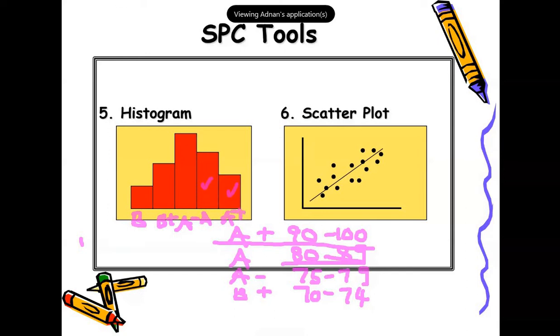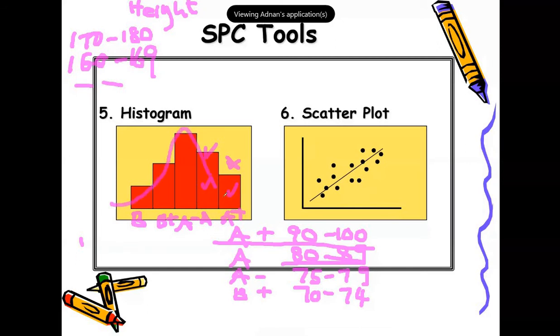Same thing also for your height. If you are plotting the height of your class, you have to know the range, perhaps 170 to 180. It will fall under this category. And then for the next one, perhaps between 160 to 169, you will have this one, and so on. So that you can finally get the shape of the distribution of the height.